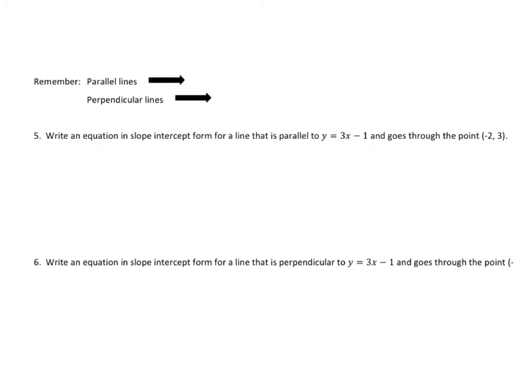Okay, now we're going to look at parallel lines and perpendicular lines and how we can use their slopes to write the equation for the parallel line or the perpendicular line. So first I want you to think about parallel lines. Parallel lines look like this. They're never going to cross, they're never going to touch. So when we look at their slopes, they are the same. They are equal.